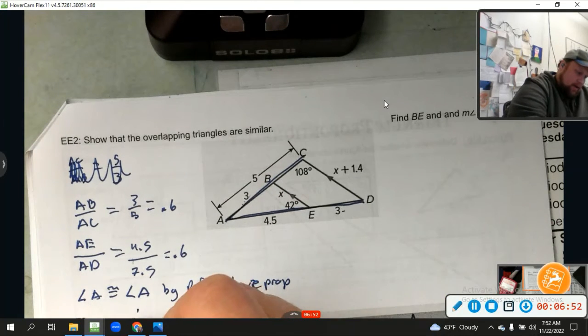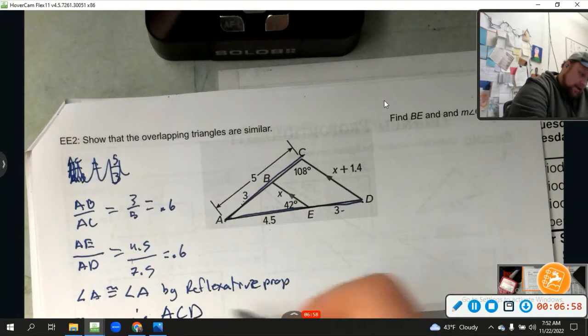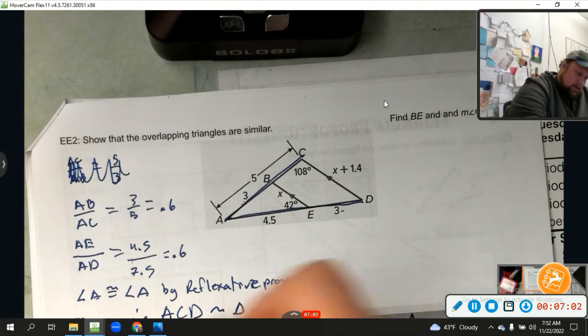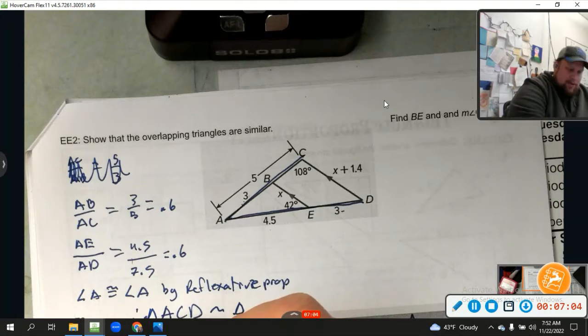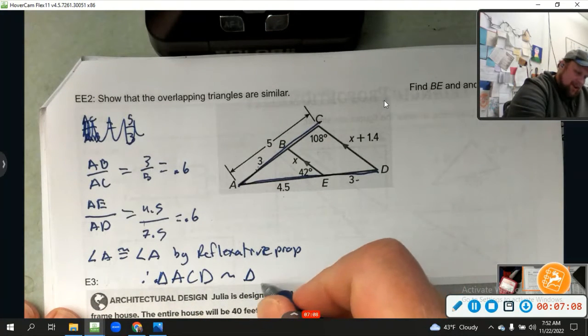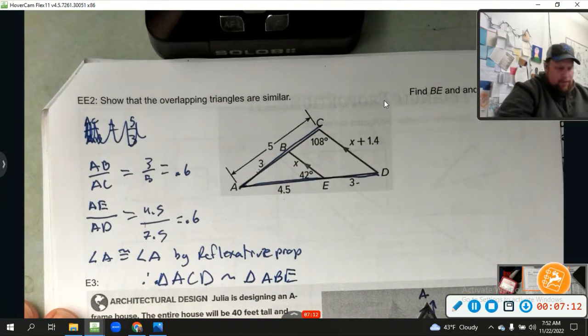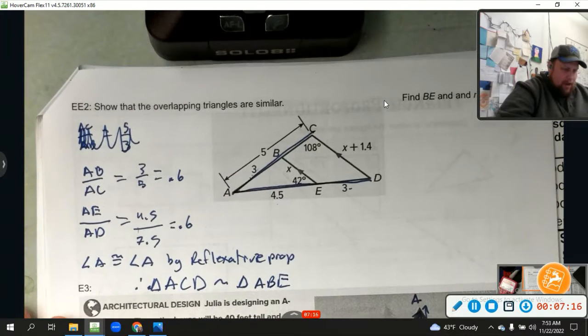Therefore, triangle ACD is similar to triangle A. I always use that triangle and I make it into the A, right? Triangle ACD is similar to triangle ABE. Boom. Now find BE and the measure of angle CDA.